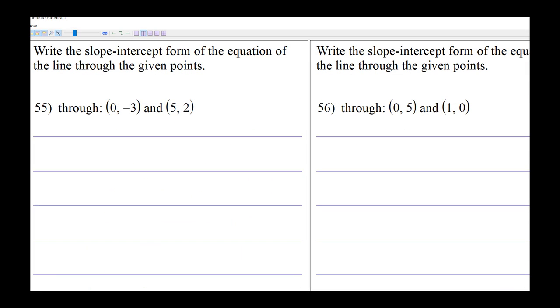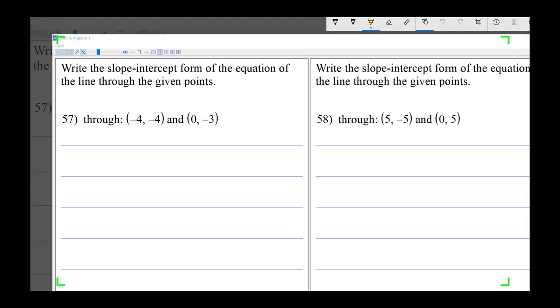I'll show you again using problem 57. Okay, first find your slope. So negative 4 to negative 3, that's a gain of 1. Negative 4 to 0 is a gain of 4. So my slope, vertical change to horizontal change, is 1/4. And I'm going to erase this.